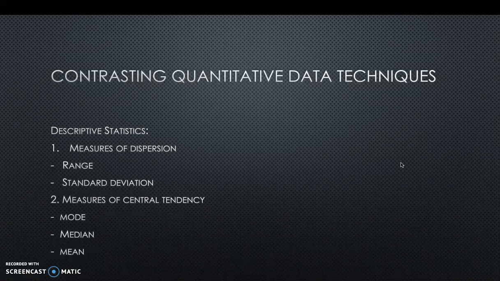The second technique is measures of central tendency, which includes the mode, median, and mean. Mode is the number which is the most common, median is where you put all the numbers in order and it's the central number, and mean is when you add all the numbers together and divide by how many numbers there are overall.